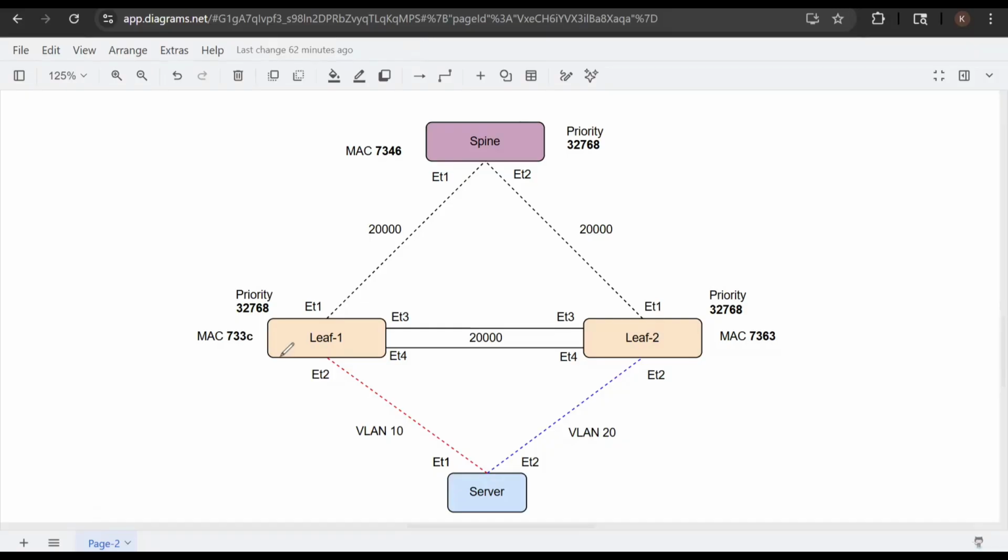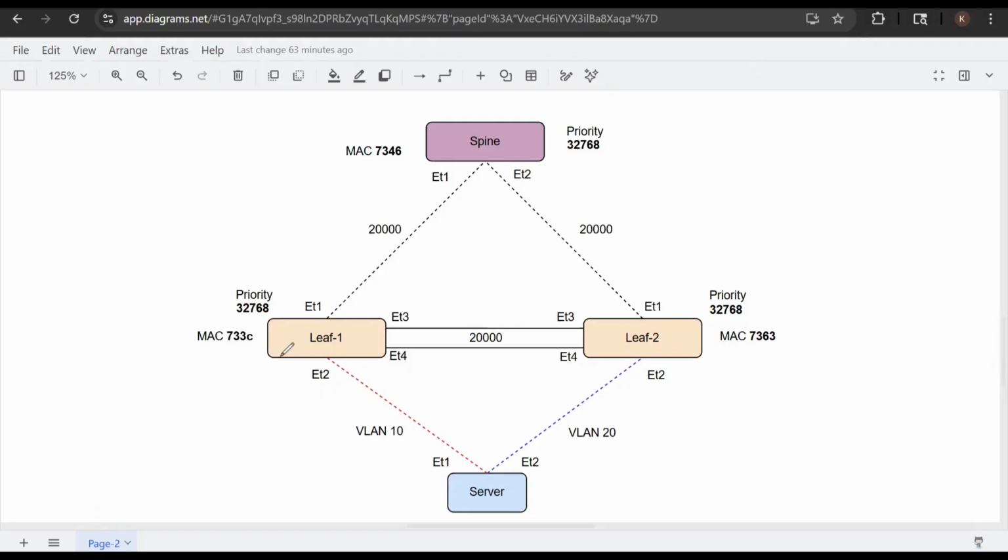Every non-root bridge must have a root port. So that is the rule. It is going to be one root port per switch, because if I have two root ports, then that will create a loop. So every switch must have one root port. The root port will be the best path, the best port to reach the spine.